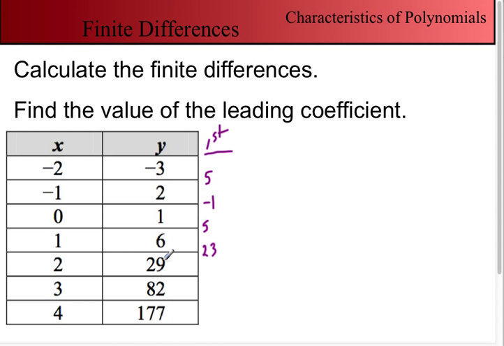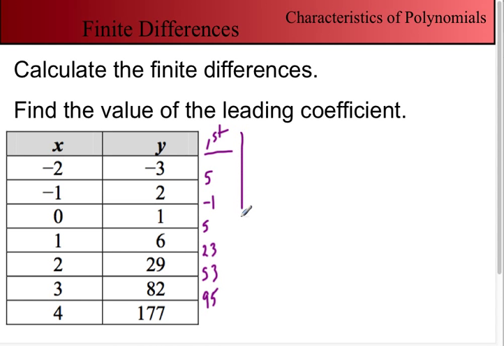Oh, I gotta do that one. Okay, here we go. 82 subtract 29. Did you figure it out before me? 82 subtract 29, I get 53. All right. Now I'm gonna go 177 subtract 82. 95. Okay, so there's the first differences. They're not the same, so this is not a linear function. This is not a degree 1 polynomial.